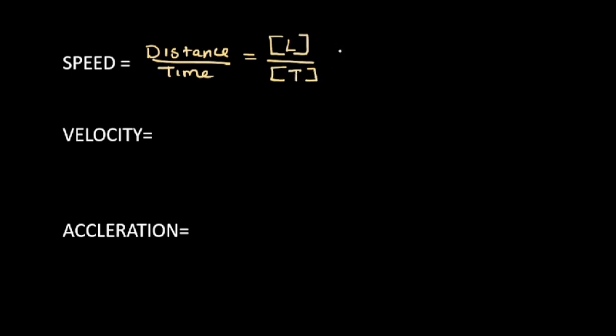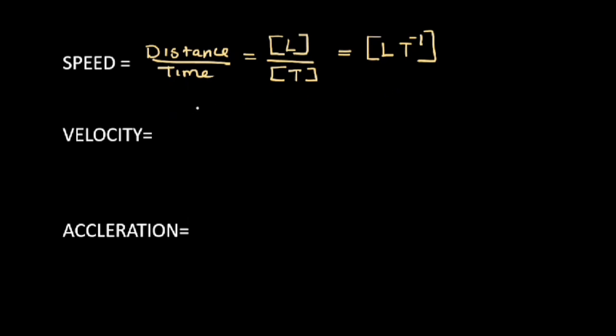Now let's see what is the dimension of speed. We know that the equation to find out speed is distance divided by time. So what is the dimension of distance? We know that the dimension of distance, displacement, length, height are represented by L, and the dimension of time is represented by T. So the dimension of speed will be L, and when the T comes into numerator, it will be T raised to minus 1. So the dimension for speed is L T raised to minus 1.